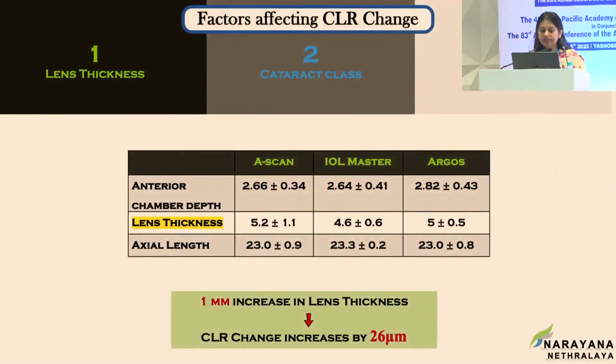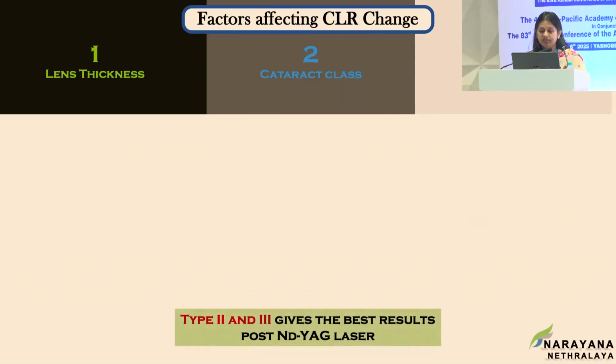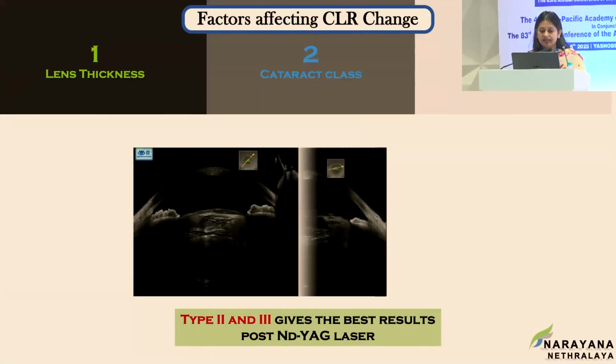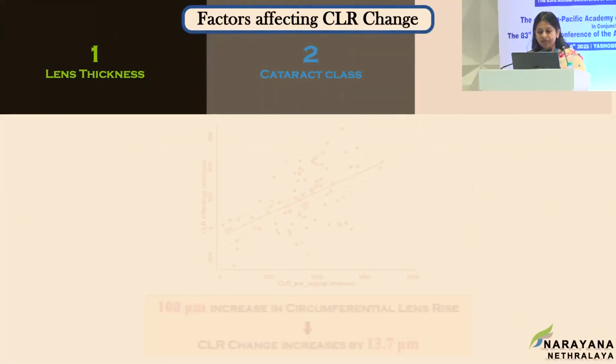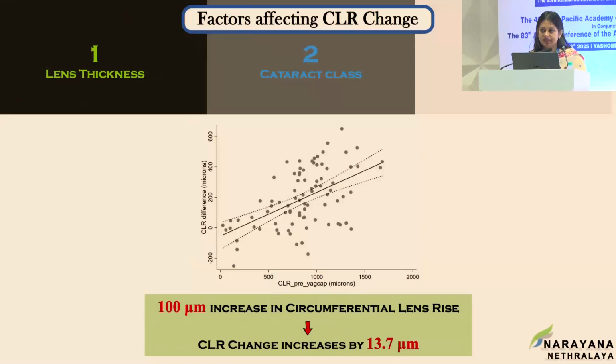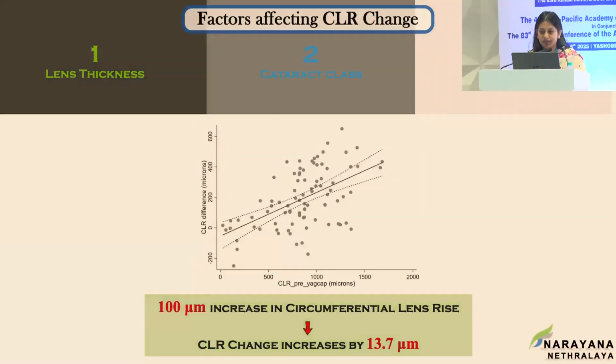Now, when we did a multiple regression analysis, we found 3 factors which were significant. One is the lens thickness. So when you compare, a 1 mm increase in lens thickness caused a CLR change, that is the effect of YAG, increased by 26 micron. The cataract class, as we saw, type 2 and type 3 gives you the best results. And third is the pre-CLR, that is the lens rise. A 100 micron increase of CLR caused an effect of 13.7 micron.